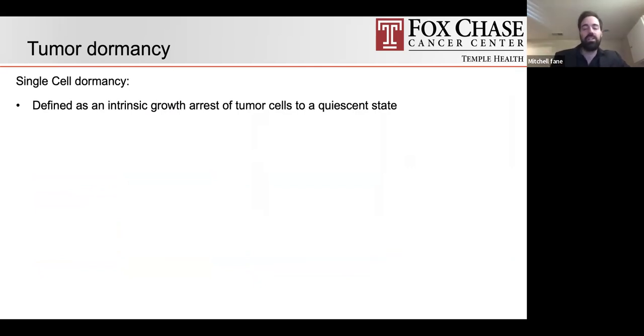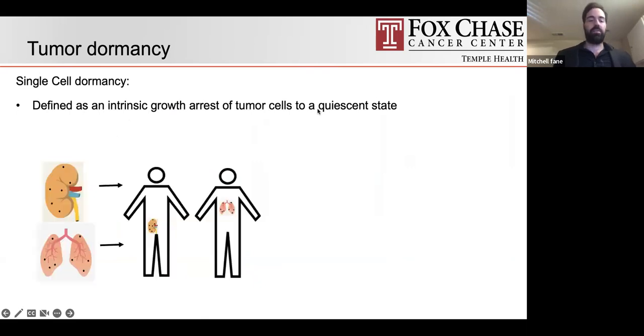Lucia did a really good job of introducing single tumor dormancy, so I'm not going to talk too much about it. But in our context, given that dormancy can happen via a number of different mechanisms, what we're seeing is this kind of intrinsic growth arrest of tumor cells towards this quiescent state, which is a reversible exit from the cell cycle. And what's really interesting is that a lot of the time, there are these really great models of dormancy in breast and prostate cancer, but there hasn't really been any good models of dormancy in melanoma.